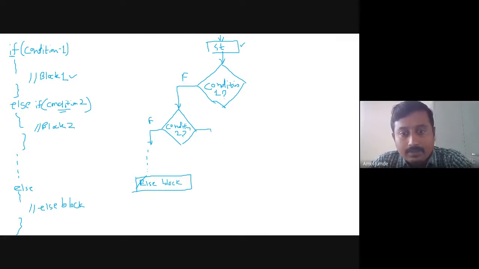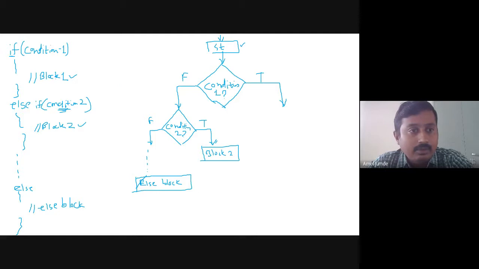Now, if this condition 2 evaluates to true, then you have to execute block 2. So here block 2 will be executed. If this condition evaluates to true, then what happens? Block 1 will be executed. This one will be executed.